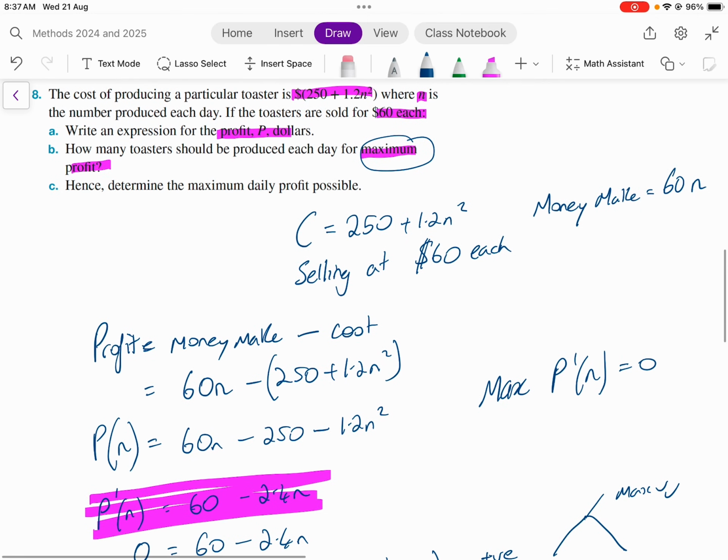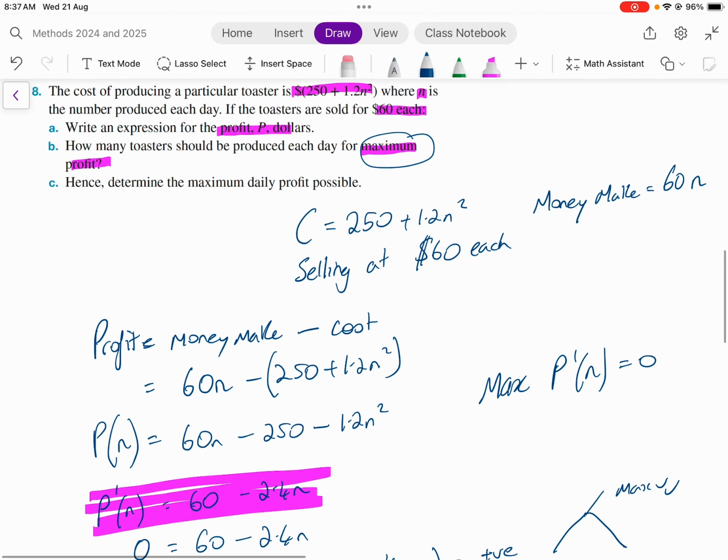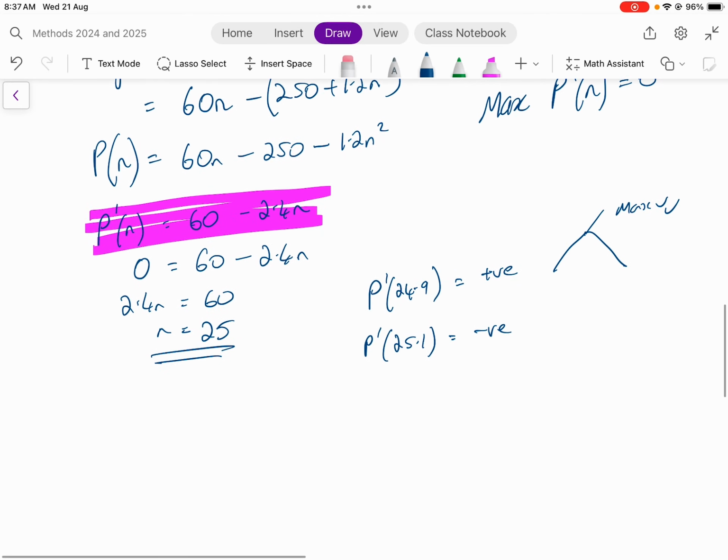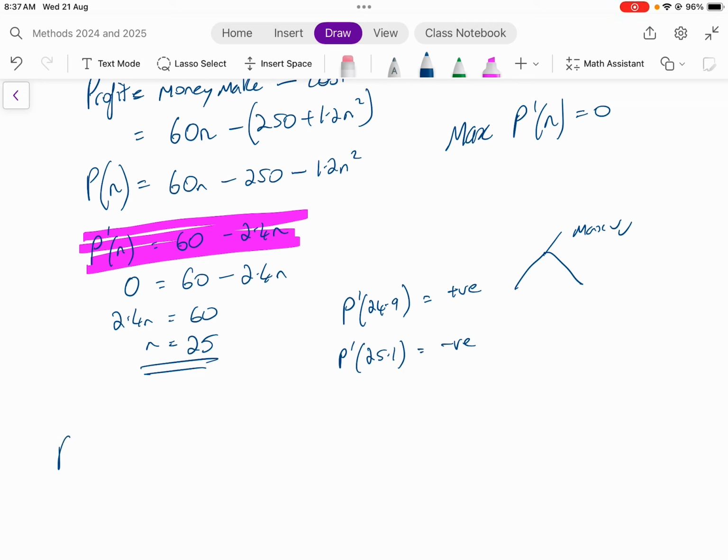Now, there was one more question. Hence determine the maximum daily profit possible. Okay, so we're saying maximum profit is at n equals 25. So we're going to put that back into the original function, not the derivative.